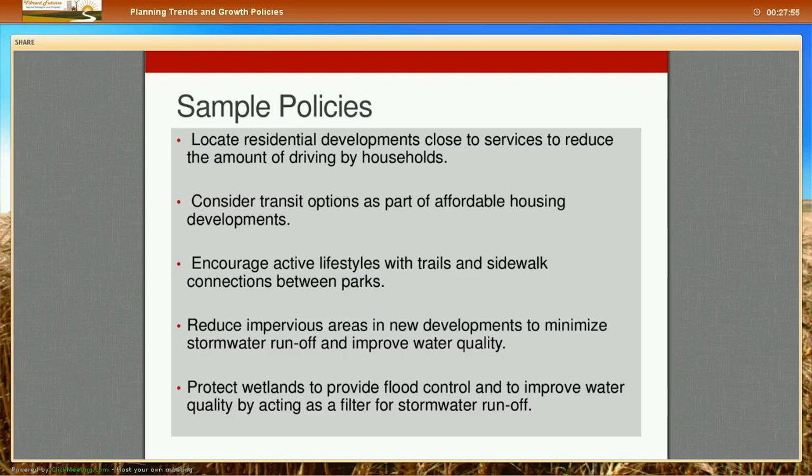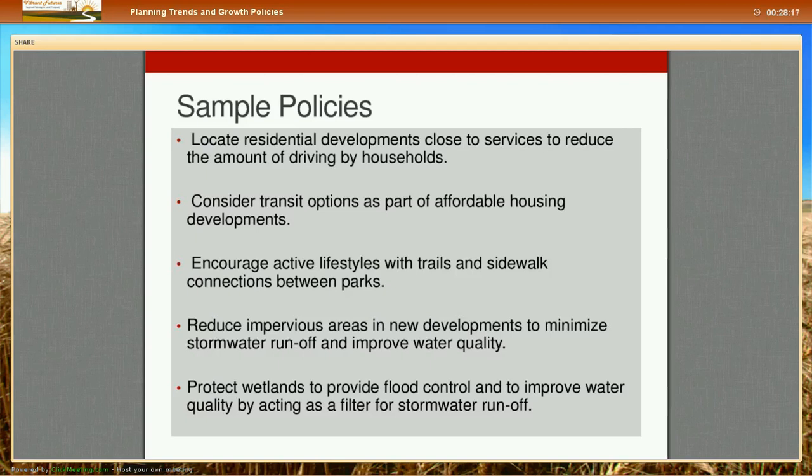Now we'll review some sample policies that reflect this system thinking approach, and you might want to consider including these in your next growth policy update. The policies include local developments close to services to reduce the amount of household trips. Consider transit options as part of affordable housing developments.